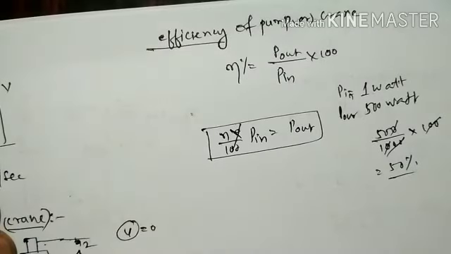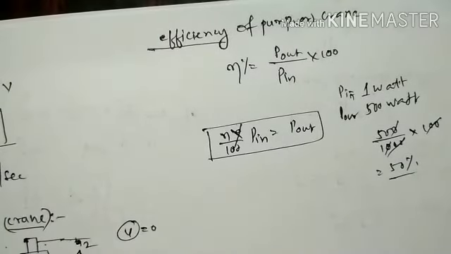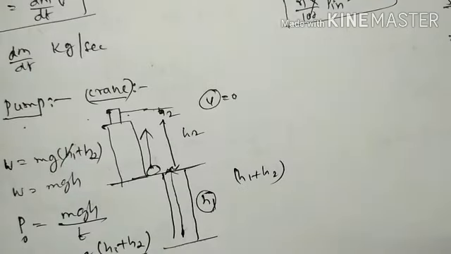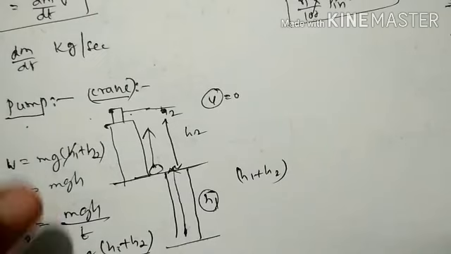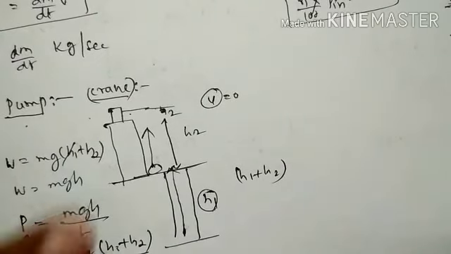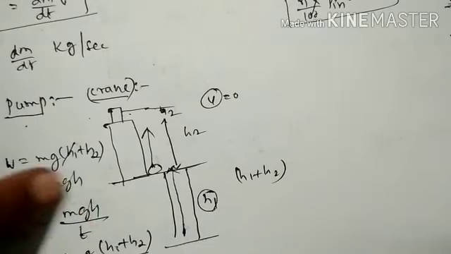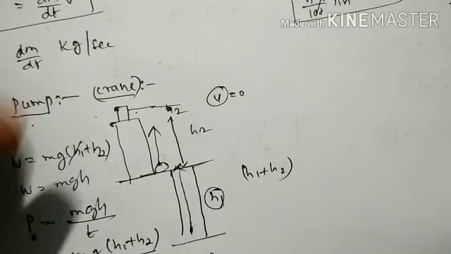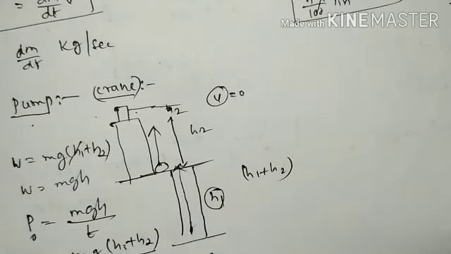Whenever a problem is given, we can see it. Efficiency means, suppose you consider the rating of the motor is 1 kilowatt, but it carries water to a height of only, say, 10 meters. What is the efficiency? You use this formula to calculate the power output. This is the power output given by the pump. What is the given rating? You know that from the problem. So power output by power input into 100, you will get the answer, whether 50% or 25% or 33%, whatever it may be.